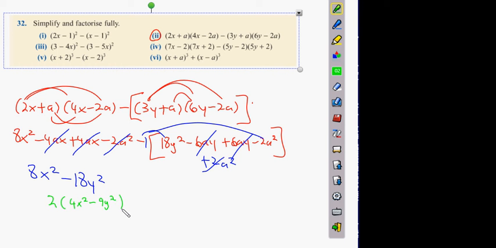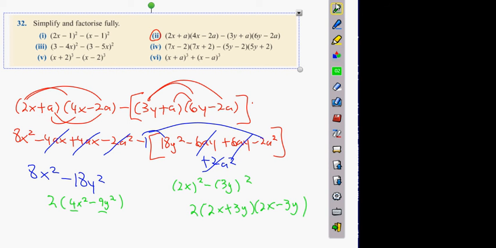Now what do we know about 4 and 9? What can we change that into? Sorry? 2x to be squared and minus 3y to be squared. And it's the difference of two squares, which is 2 into 2x plus 3y and 2x minus 3y. How many people got that done? Okay, well done. Different tree this time.